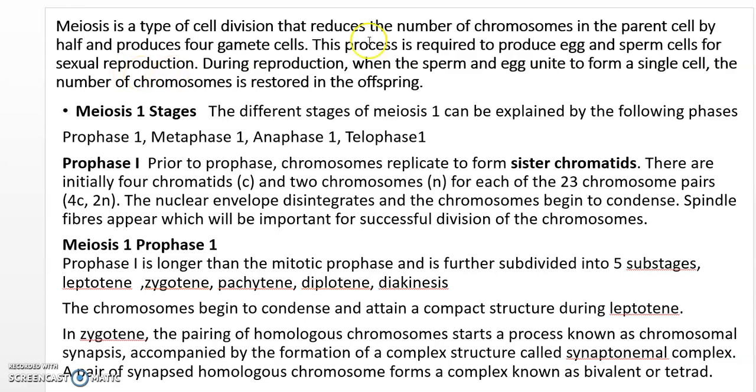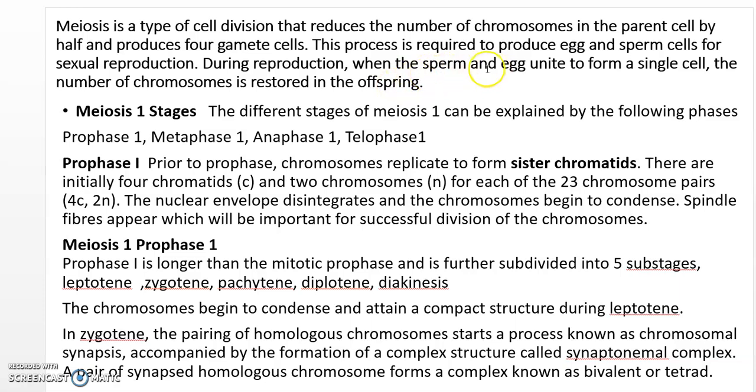So these sperm cells and egg cells are what? They are haploid cells. So why haploid? Because during reproduction, when the sperm and the egg unite to form a single cell, the number of chromosomes is restored in the offspring. So when they unite, what happens? The offspring is diploid. So sperm and egg cells have to be haploid, that means they should contain the haploid number of chromosomes. And the offspring will be diploid.